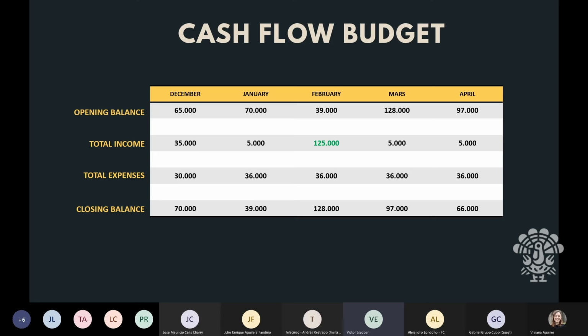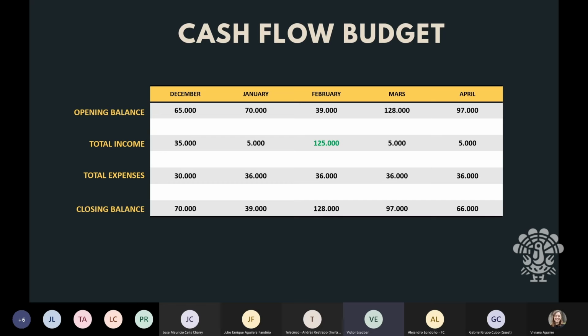And the closing balance for January was almost 40,000. They got the payment that helped them. So you see that the cash flow increased. But in here, they stopped receiving the income that they were getting from the other projects. So this one was a big payment, but it didn't help the next month to continue fulfilling all the expenses that they had.